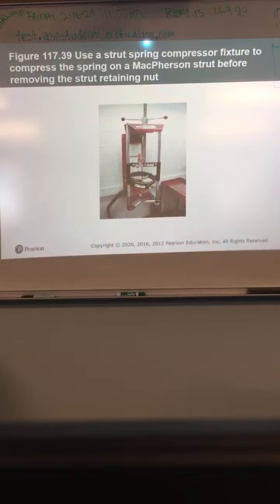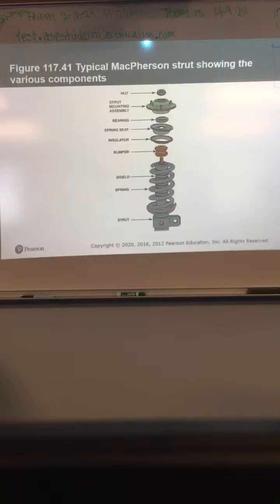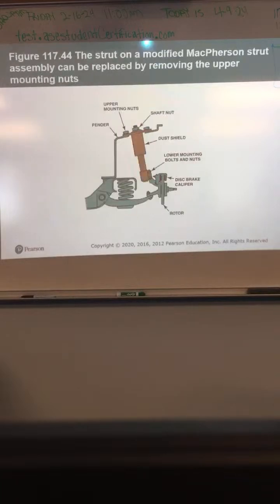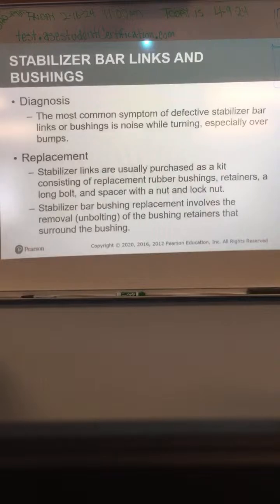Spring compressor, I'm sure you've seen those in the shop. Again, if you can get away from buying just the cartridge, buy a whole strut so you don't have to worry about compressing the spring. But if you do, it's a pain. I like doing things the easy way if I can.